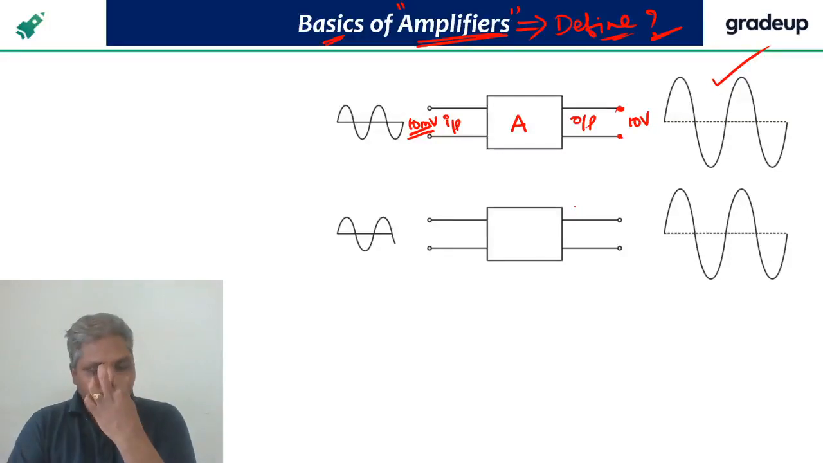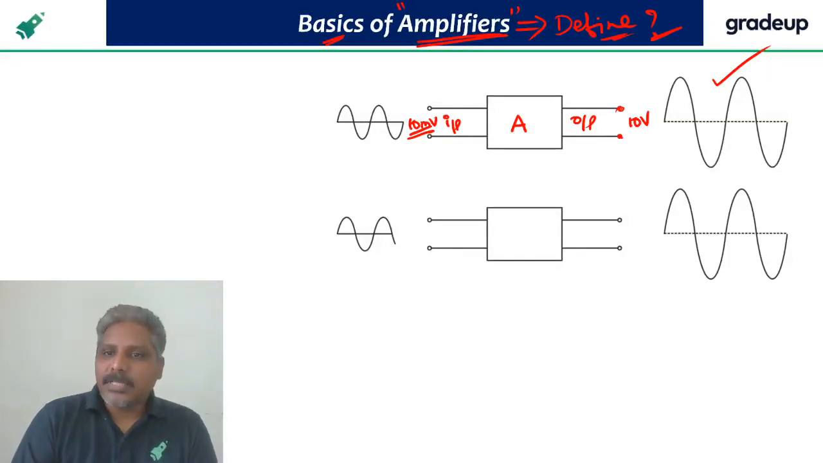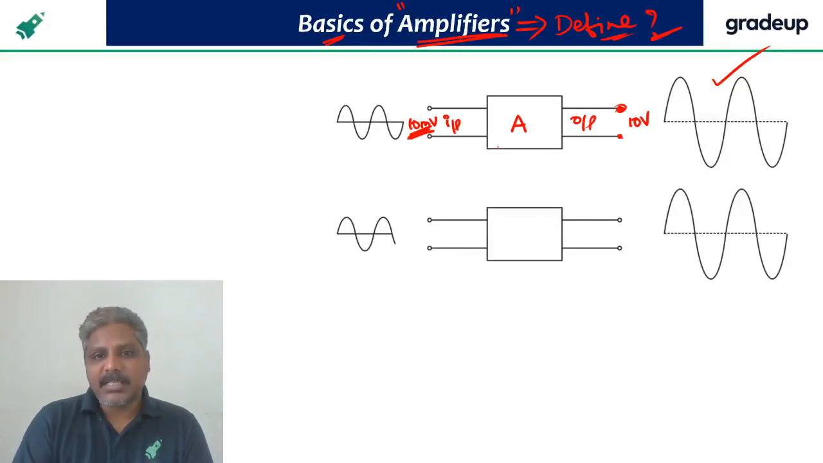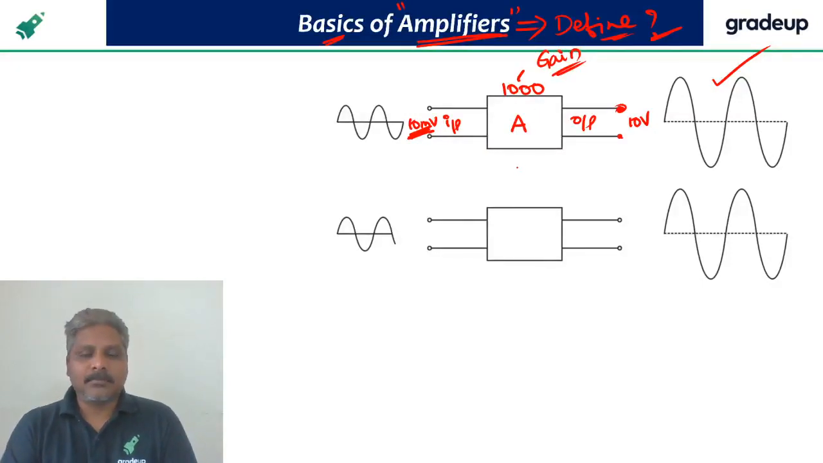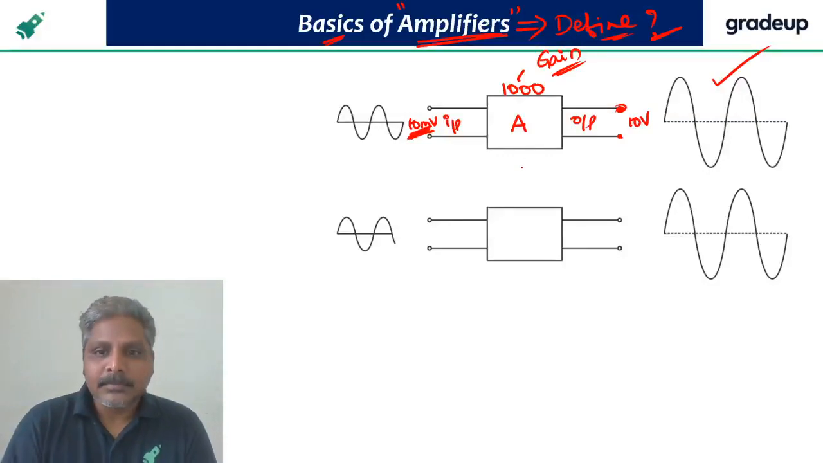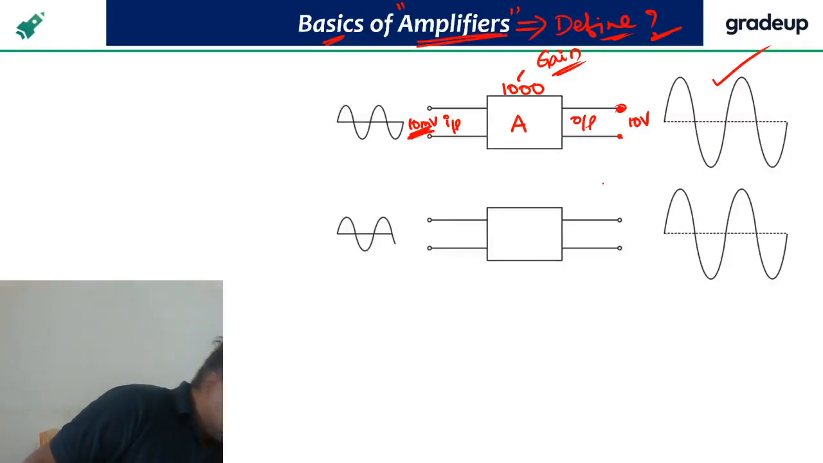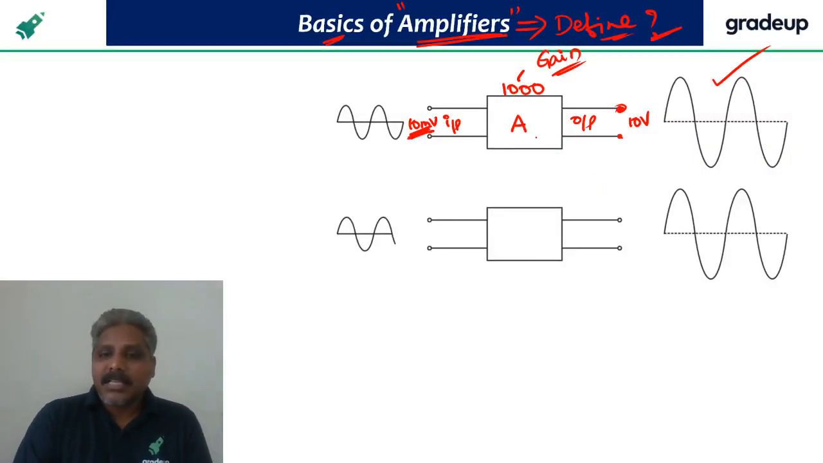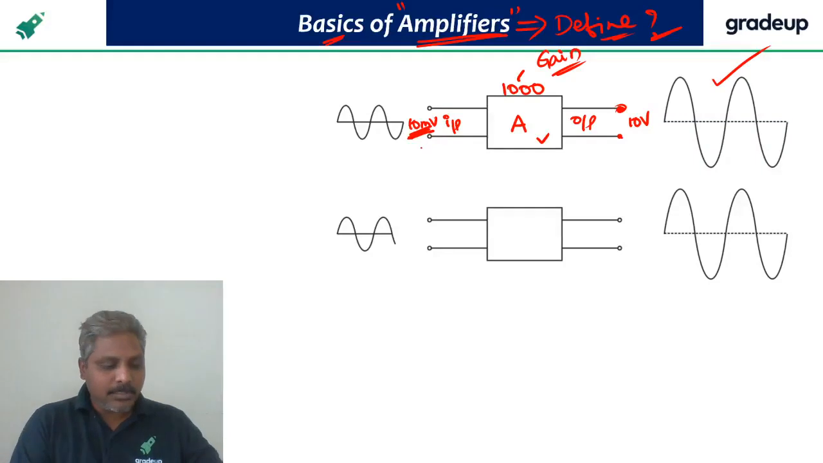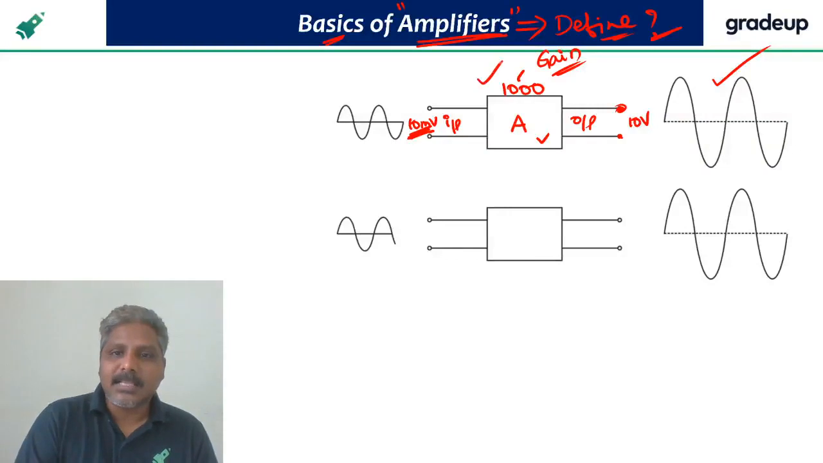But let me tell you more precisely what an amplifier is. If the output is 10 volts when the input is 10 millivolts, how many times is the output increased compared to the input? It is 1000 times, right? This is what we call the gain of an amplifier. Clear, all of you? Now I'll go to another thing. So this is an amplifier circuit. When the input is 10 millivolts, the output is 10 volts. That means the signal has been increased 1000 times.